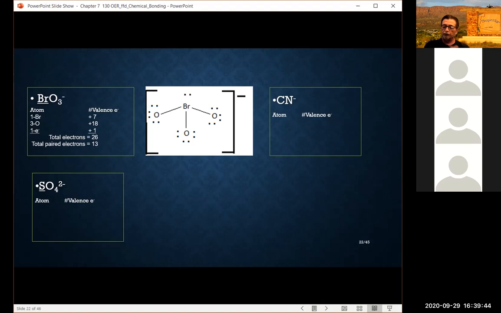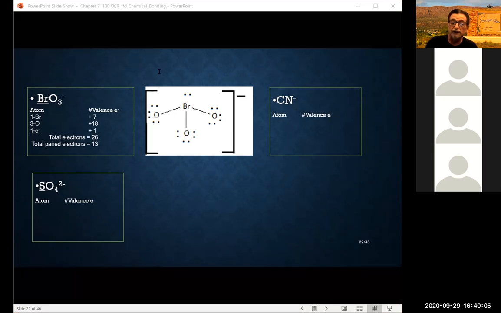13 pair, and then we put the bracket. The bracket is only for polyatomic ions, and then we put the negative on the top right corner. That indicates that it is a polyatomic ion. Now the general formula for this compound would be AB.